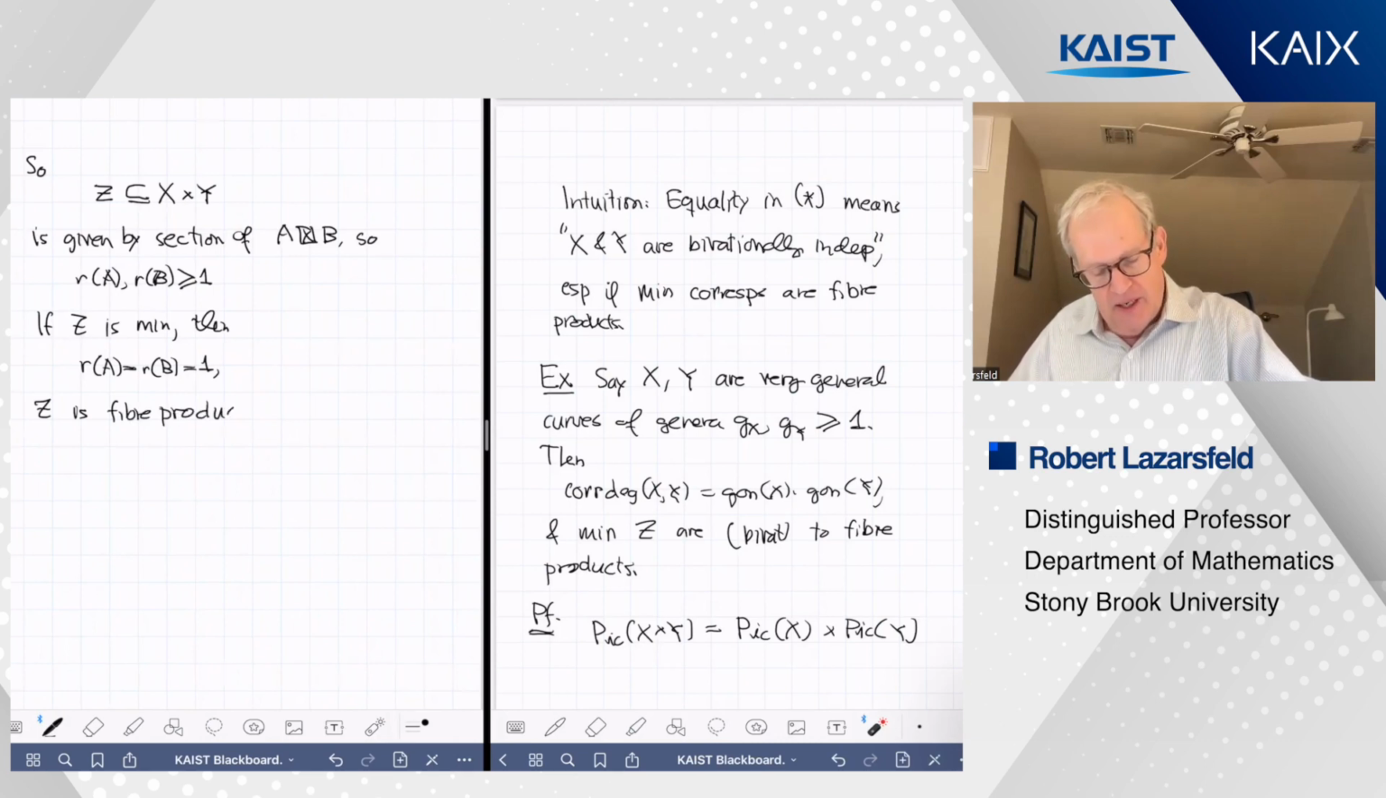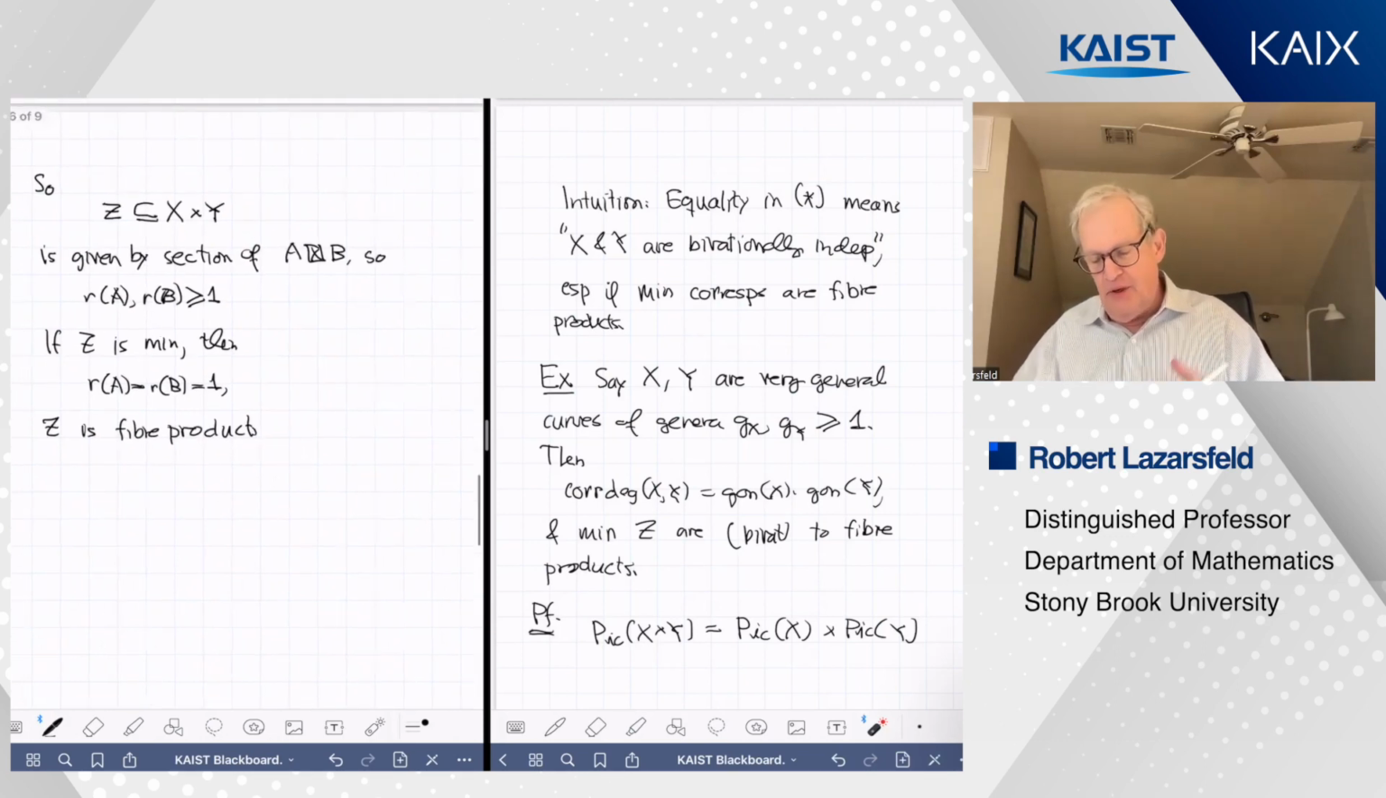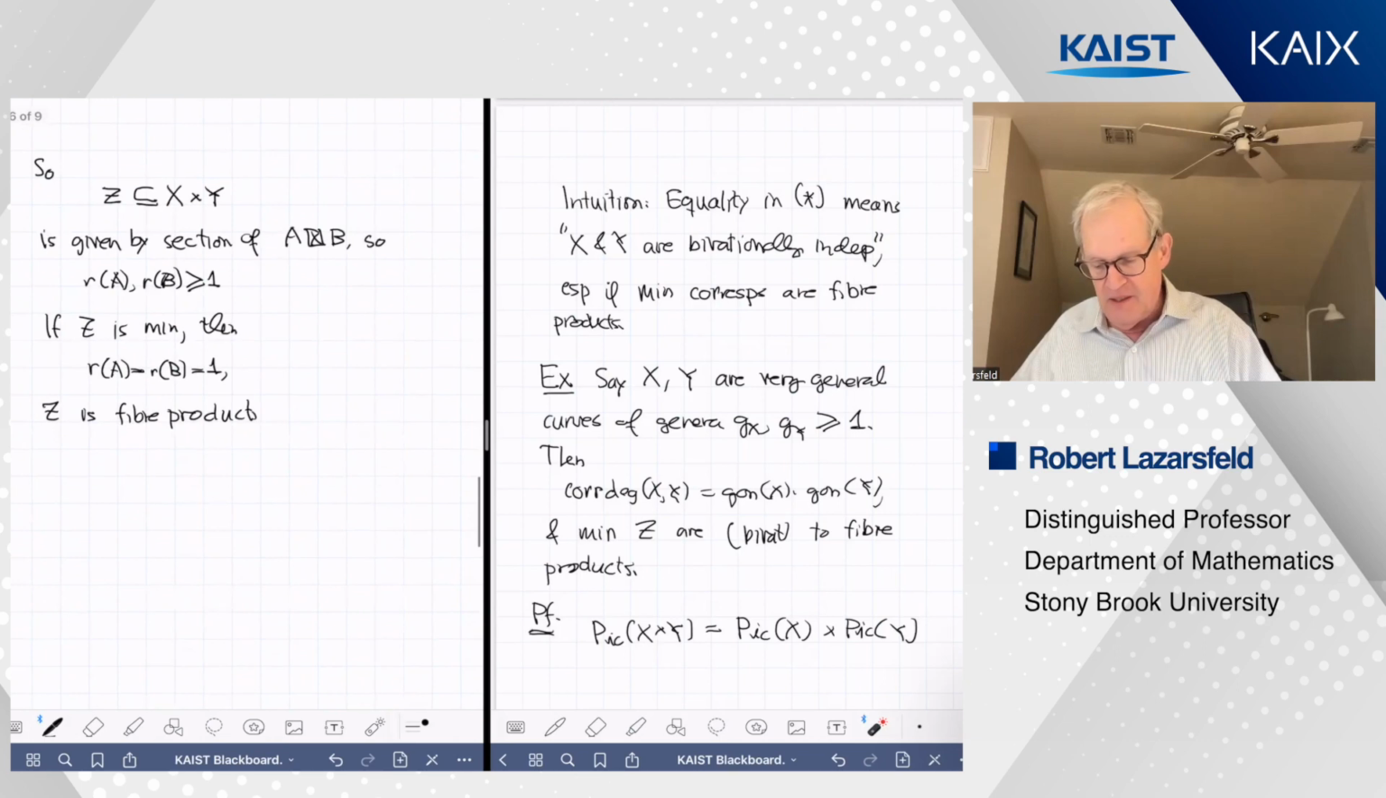Okay, so this is a simple example of how, for two very general curves, this correspondence degree is as big as it could be, and you only get these kind of boring correspondences.